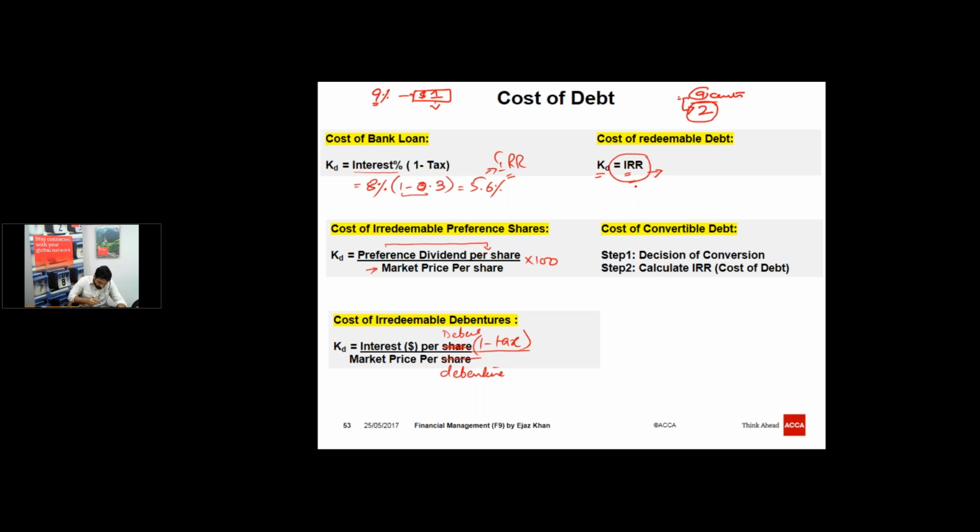Simran, interest per debenture means, for example, if we have 7% debentures in issue, usually debentures will have $100 par value. So what is 7% of $100? It's $7. So this $7 is the interest per debenture. This is the amount of interest per debenture that we are going to pay.